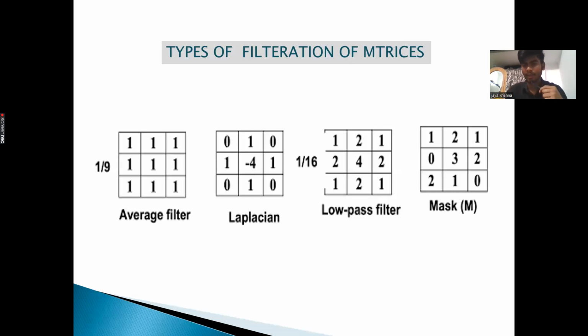And the 1 by 16 matrix is the low pass filter matrix: 1, 2, 1, 2, 4, 2, 1, 2, 1 is the third type of filter matrices. At last, the fourth and last type of filter matrices is 1, 2, 1, 0, 3, 2, 2, 1, 0.